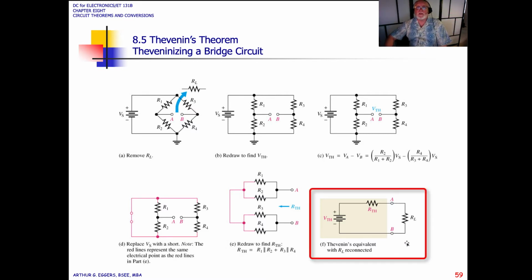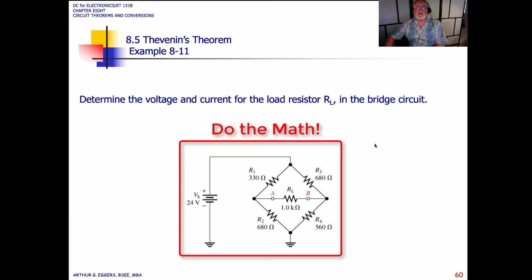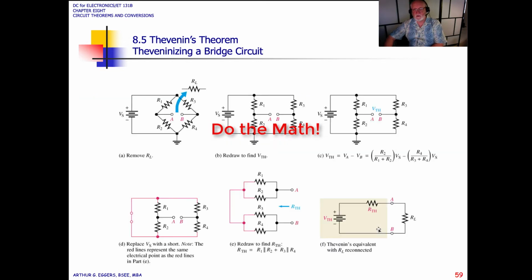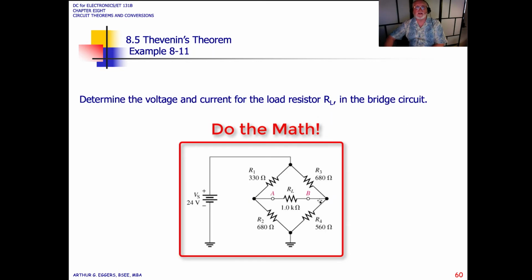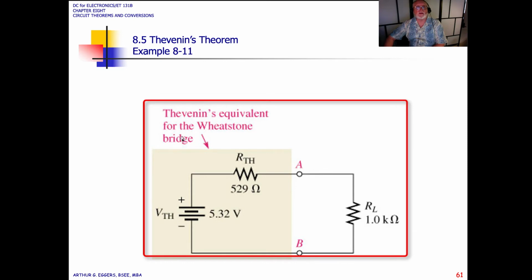So our equivalent circuit then, like we've seen before, would be the same as the circuits we've already seen. Okay, so here's a little example. Determine the voltage and current for the load resistor in the bridge circuit. If you just follow the procedures here and use those values, you will be able to determine those values. The answer comes out to the Thevenin equivalent for the bridge: R Thevenin 529 ohms, V Thevenin 5.32 volts.